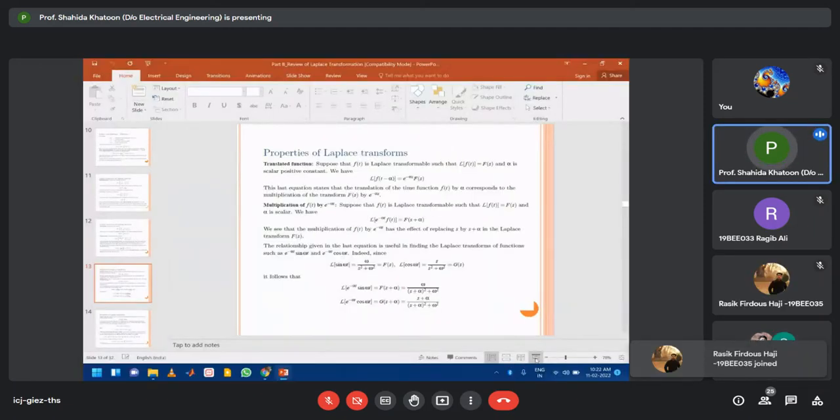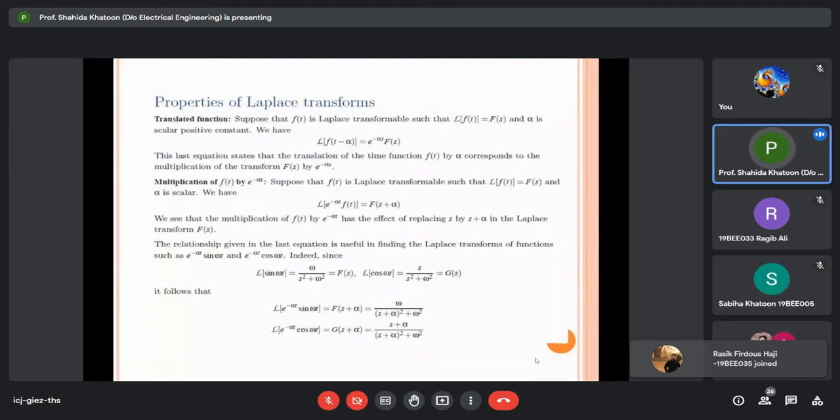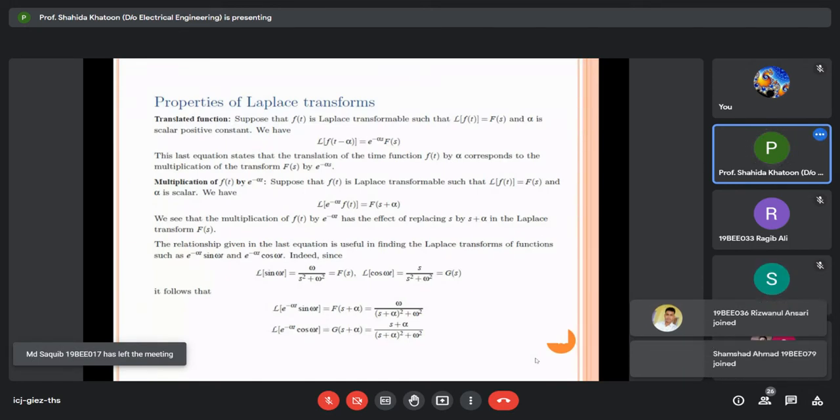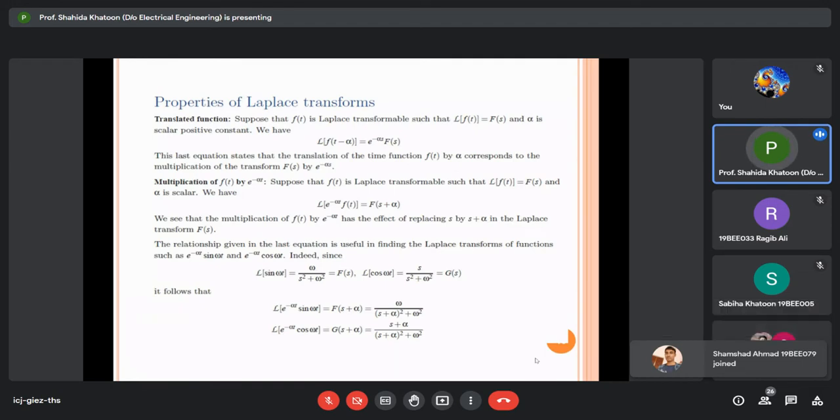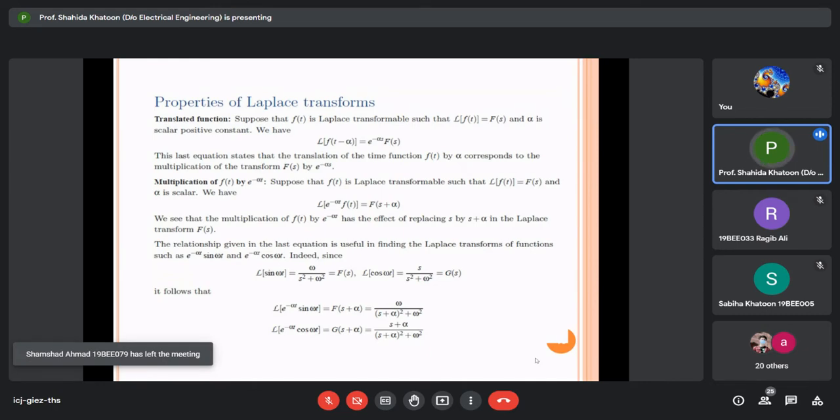These are some of the properties of the Laplace transform, that it can be translated. Suppose a function f(t) is Laplace transformable such that the Laplace transform of f(t) is denoted by F(s), and alpha is a positive scalar constant. Then the Laplace transform of f(t minus alpha) is simply e to the power minus alpha s into F(s). This equation states that the translation of the time function f(t) by alpha corresponds to multiplication of the transform F(s) by e to the power minus alpha s, right?